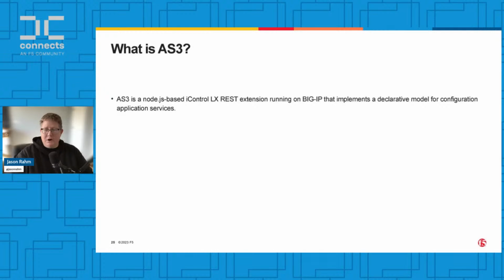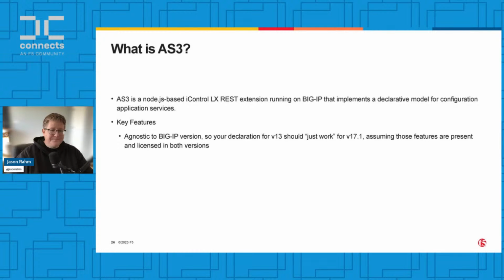You need to install an RPM into Big IP, and then once you do that and it's enabled and running, the REST listener for that particular endpoint will respond and try and act on that declaration that you're going to send it. And so key features of AS3: it is agnostic to a Big IP version, and this is something with the imperative commands it isn't necessarily so.